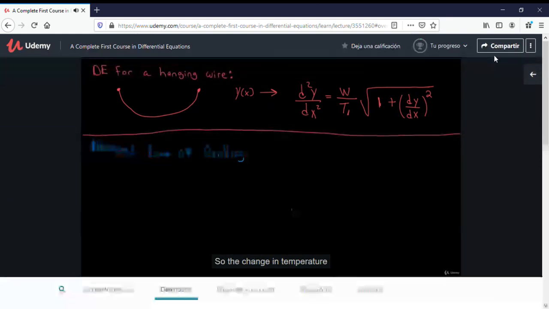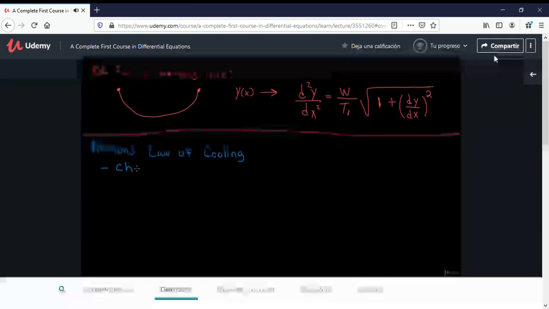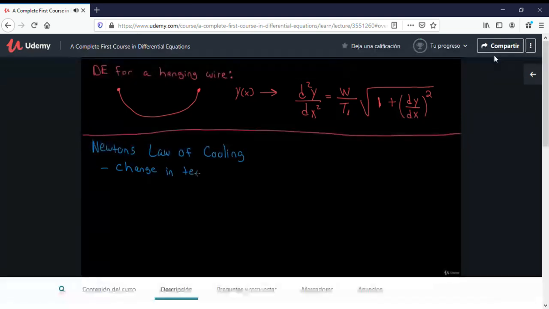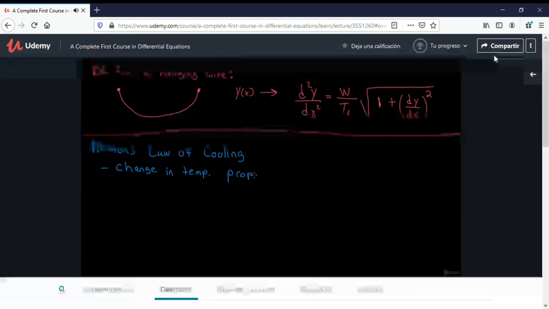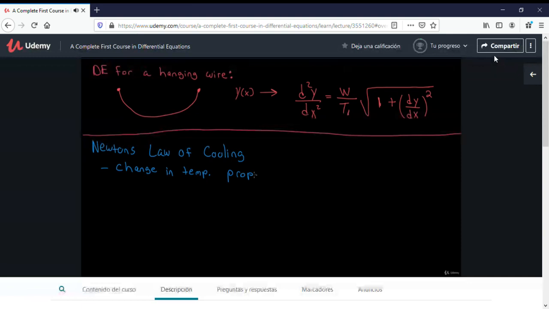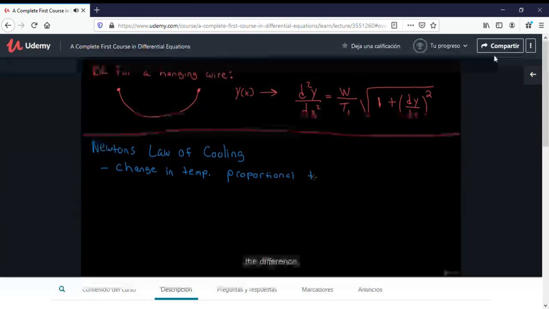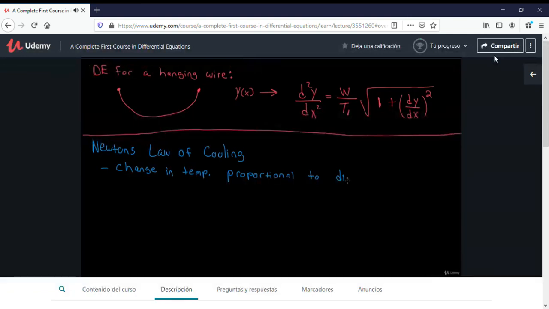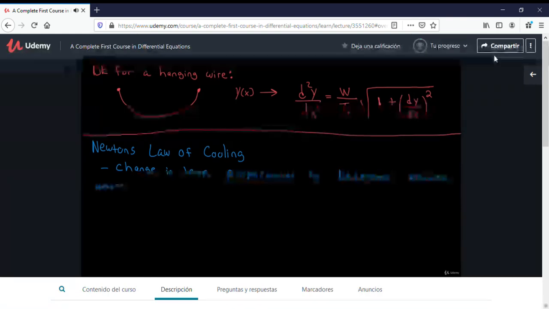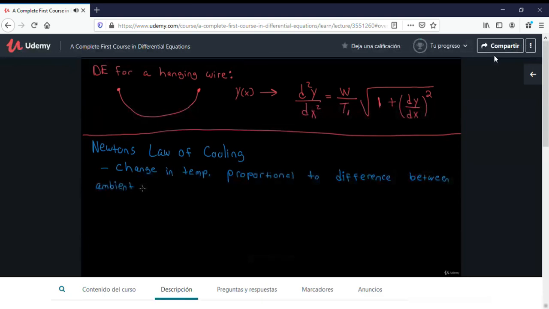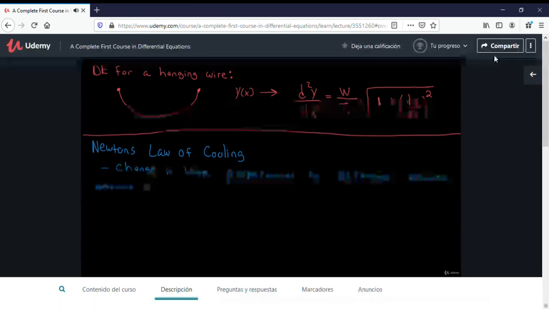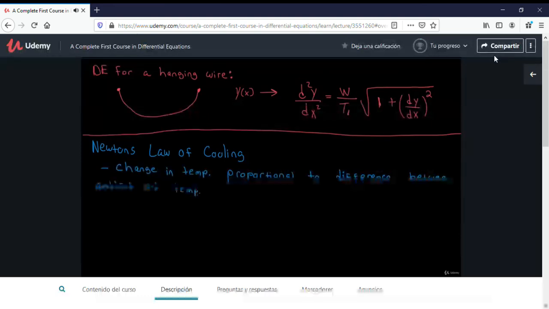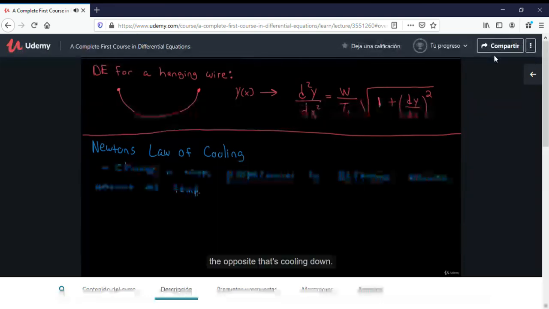Okay, so the change in temperature is proportional to the difference between the ambient temperature or the room temperature and the temperature of the object. The object that's cooling down.